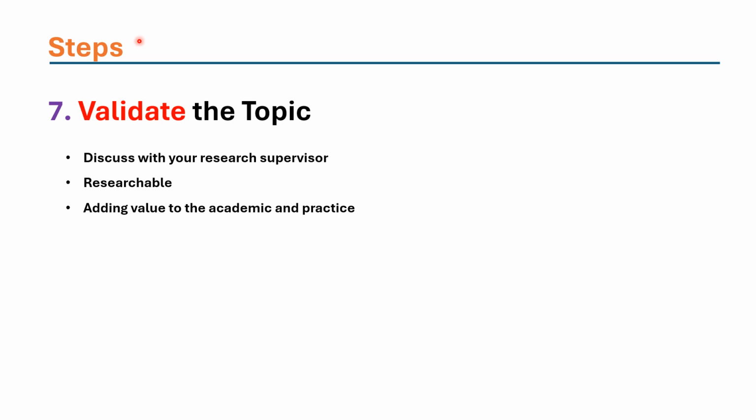So the seventh step is to validate the research. You can validate your research. So once you come up with a particular topic or a statement, let's say, you can discuss it with your research supervisors to bring more value addition to your research topic, as well as both of you can discuss whether it is further researchable, as well as whether it is giving certain value addition to the academic and the practice, because we are doing research to give contribution.